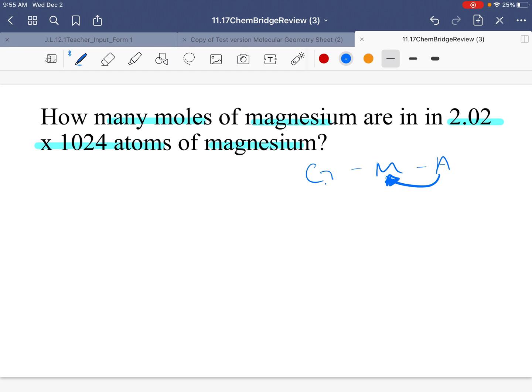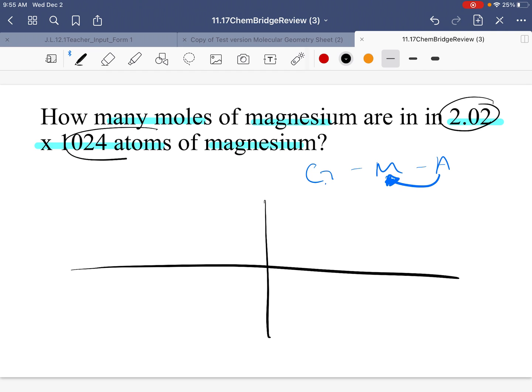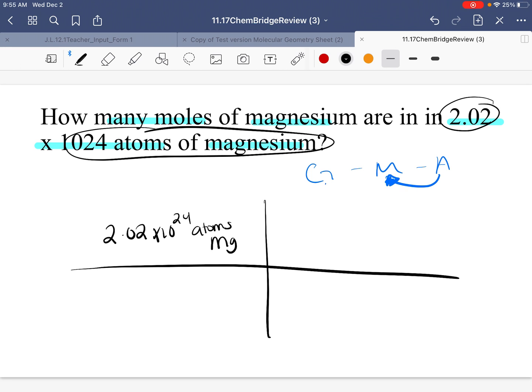So this is a one-step equation. This is going to be pretty simple. So I set it up. My given is atoms of magnesium, right? So that's where I'm starting off: 2.02 times 10 to the 24 atoms of magnesium. I know I'm starting off with atoms of magnesium, so I need to find my conversion factor.